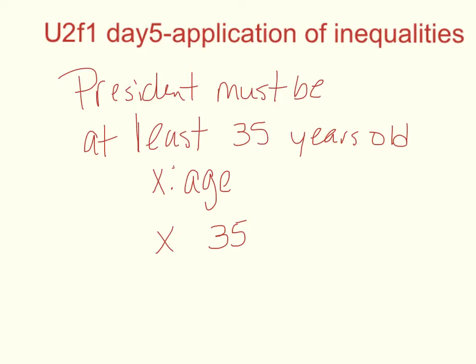Right here, where it says at least 35, that means 35 is the smallest amount. So when we're talking about inequalities, which side of this inequality represents the smallest amount, or the smallest side? It's this side here. So 35 being the smallest amount means that we need a greater than symbol here. Now, can he be 35? Yes, he can be 35 years old, so we have an or equal to. Let's look at another one.